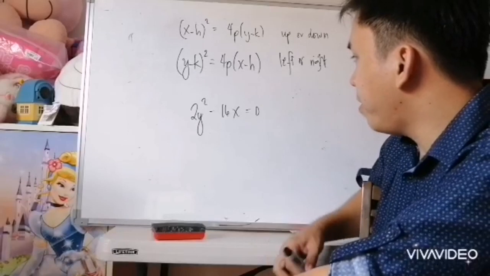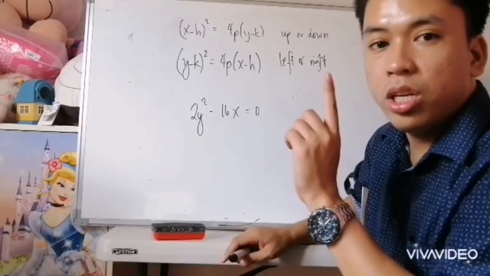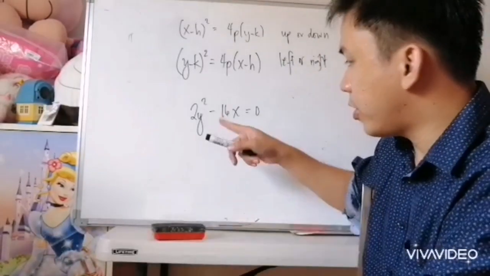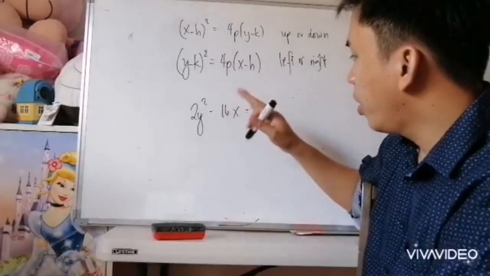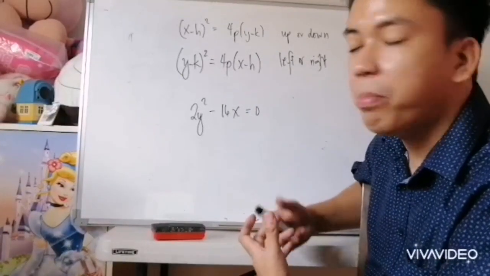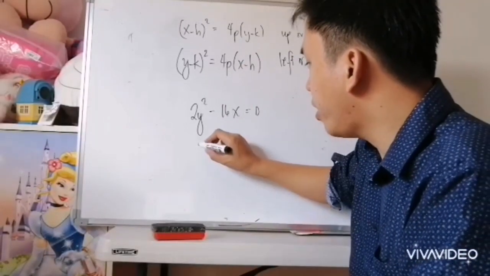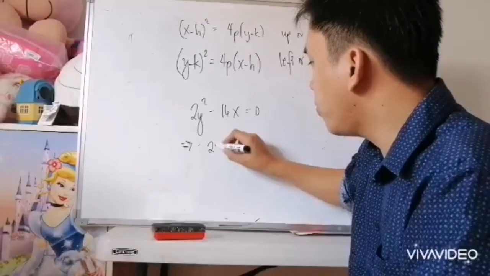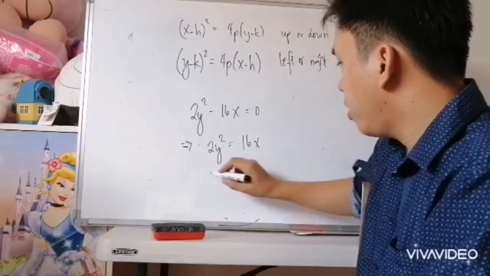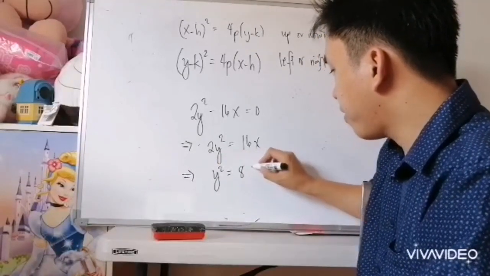So this time, when you check the equation, there's only one variable that bears the degree of 2, which is the y. The x here is degree 1, so you can think that this is already a parabola. So let's reformat this one. I can write this equation as 2y squared equals 16x, or I can have y squared equals 8x.